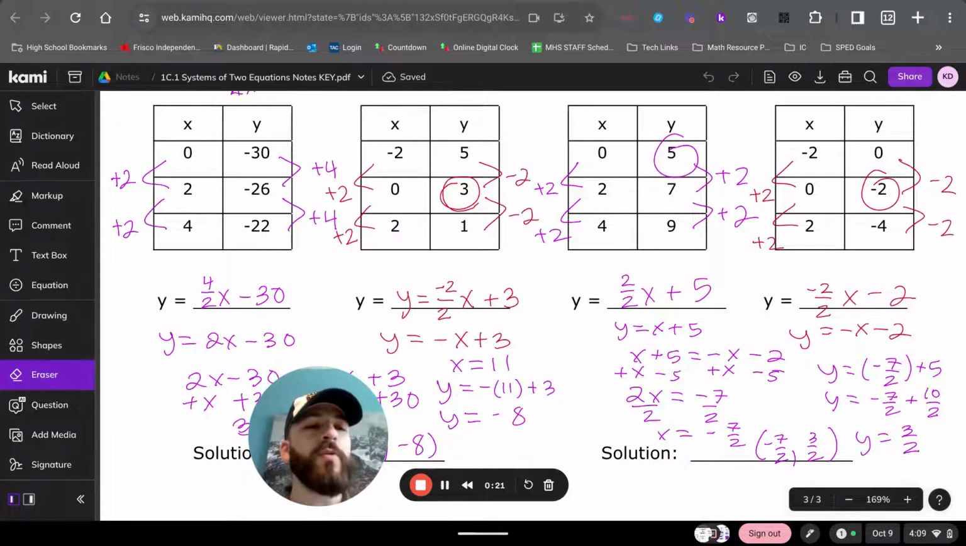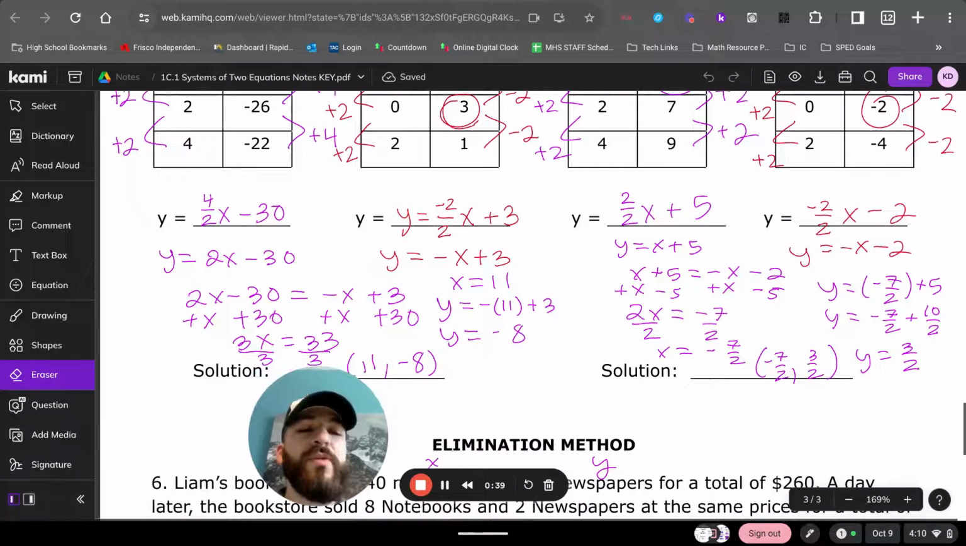Our table over on the right, our x values are once again increasing by 2. Our y values this time, though, are decreasing by 2, so negative 2 over 2 is going to give us a slope of negative 1, and then a y-intercept of negative 2, where x is equal to 0. So negative x minus 2. So we have our two equations, y equals x plus 5, and y equals negative x minus 2.